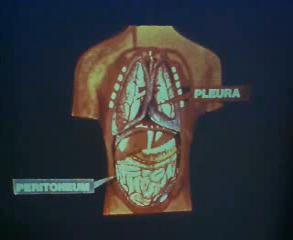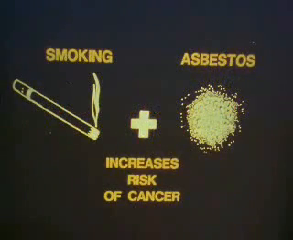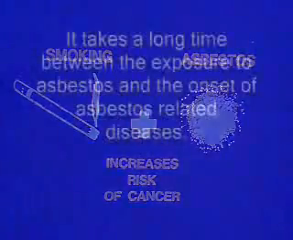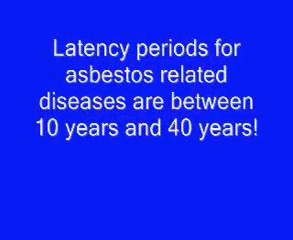Mesothelioma, on the other hand, attacks the lining between the chest cavity and the lung. Smoking impairs the respiratory system's natural defenses, which allows more contaminants to enter the lungs. It takes a long time between the exposure to an asbestos-containing material, or an asbestos fiber, and the onset of asbestos-related diseases. This is called the latency period. Latency periods for asbestos-related diseases are between 10 and 40 years.